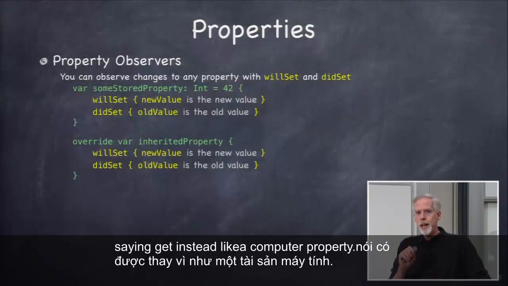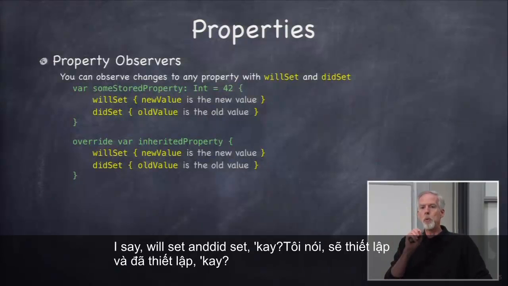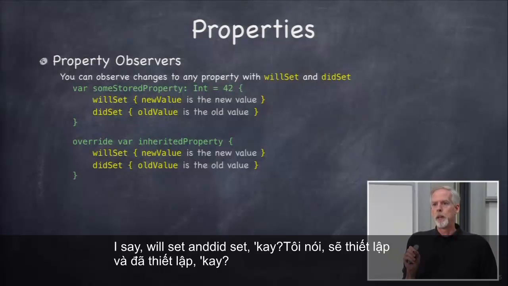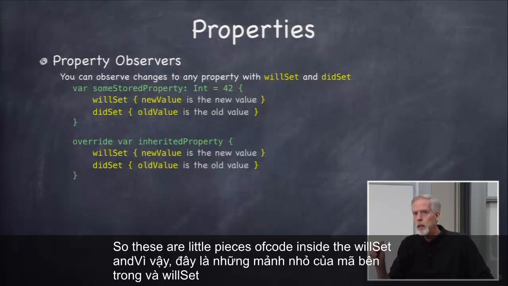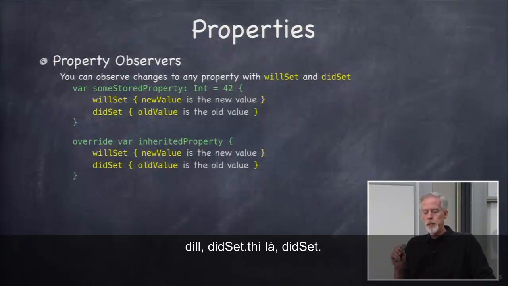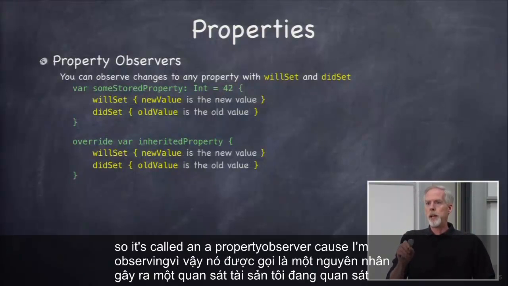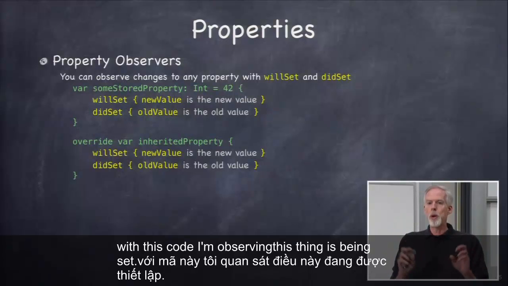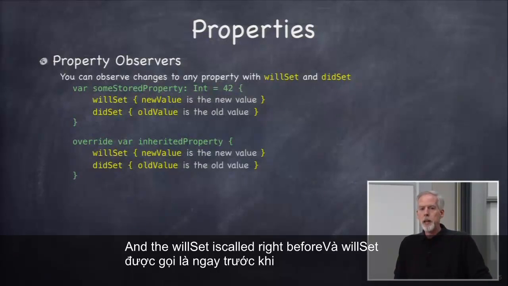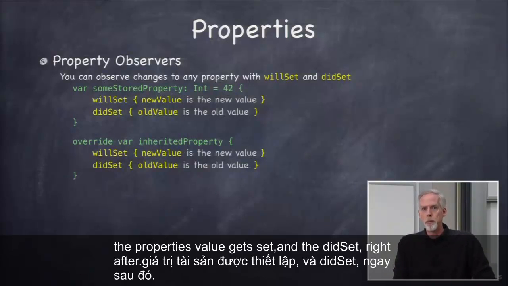Instead of saying get and set like a computed property, I say willSet and didSet. These are little pieces of code that get called when that property gets set by anybody. It's called a property observer because with this code I'm observing that this thing is being set. The willSet is called right before the property's value gets set, and the didSet right after.